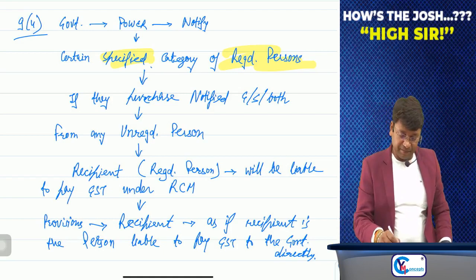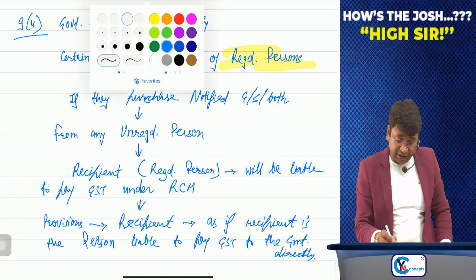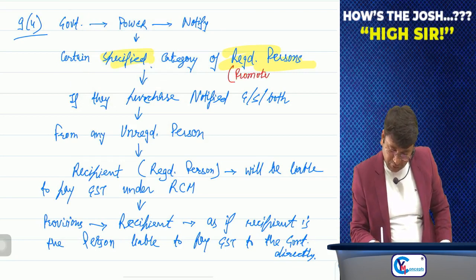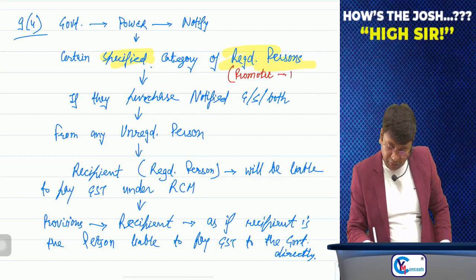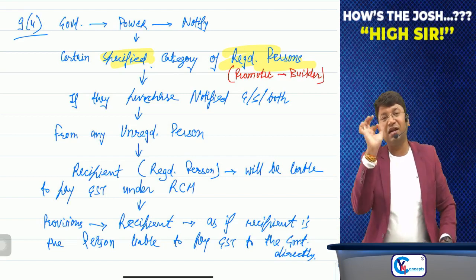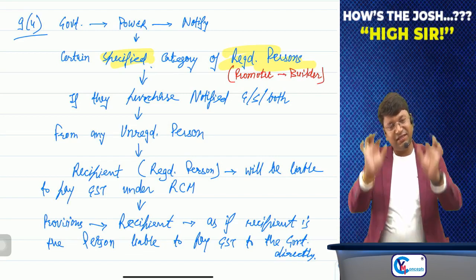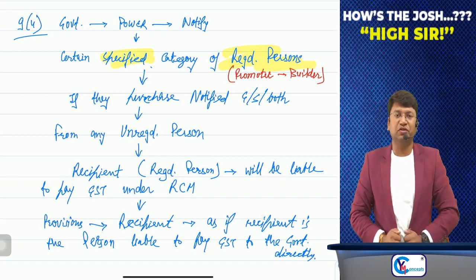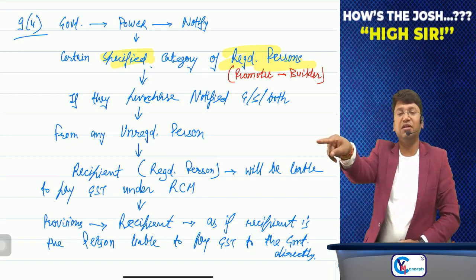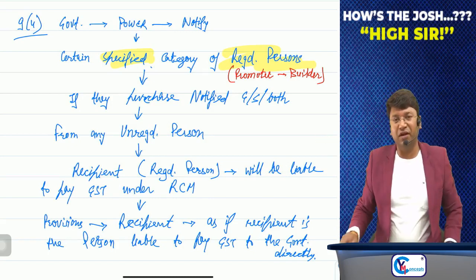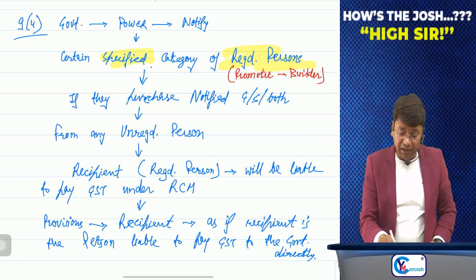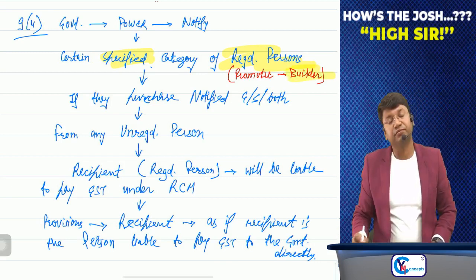And at present only one category of registered person is notified, which is called promoter, and in common sense we say him as builder. Promoter is the only category of registered person who is notified under section 9 subsection 4, and if he buys the notified category of goods or service or both from unregistered person, then section number 9(4) will apply and reverse charge mechanism will be applicable in such case, but only in case of builders it is applicable as of now.